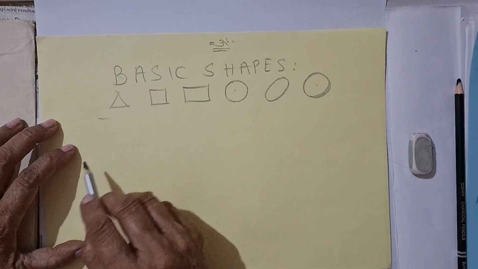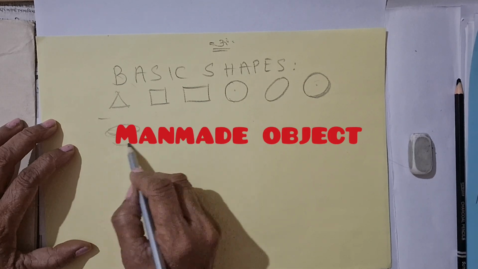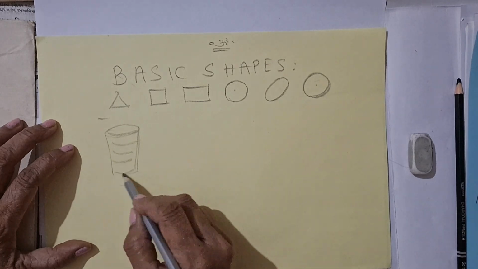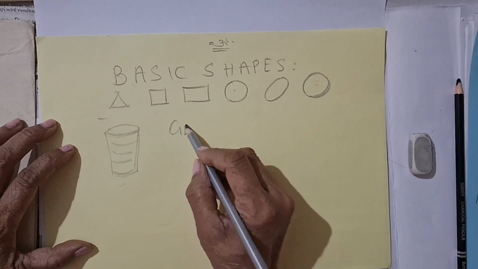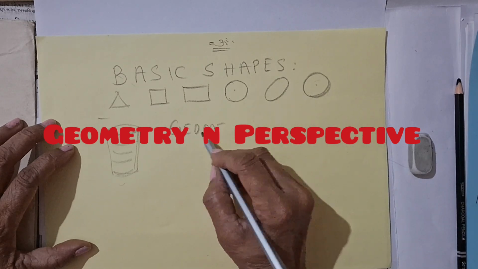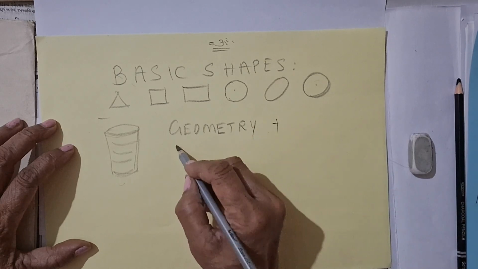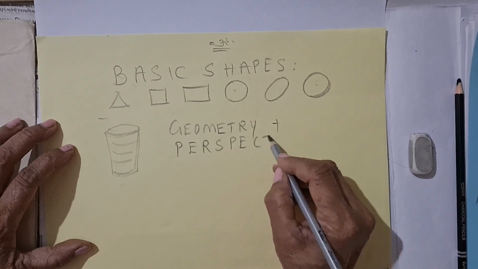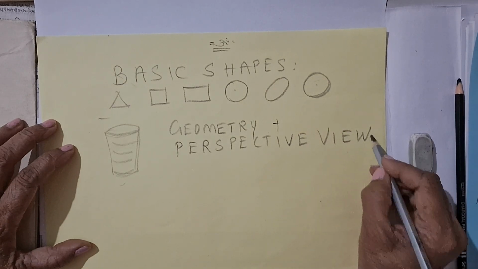We also saw how to draw a man-made object, how the ovals go below, getting broader and broader in a glass, in a container. We saw all this, right? And we learned about geometry, because these are all geometrical shapes, and a bit about perspective view. We had learned all this, okay?